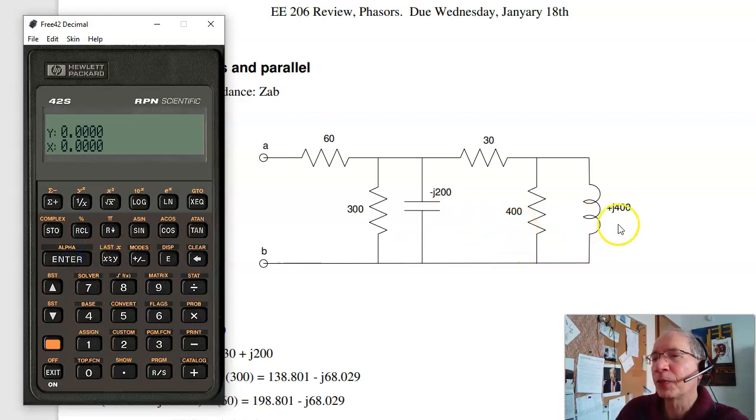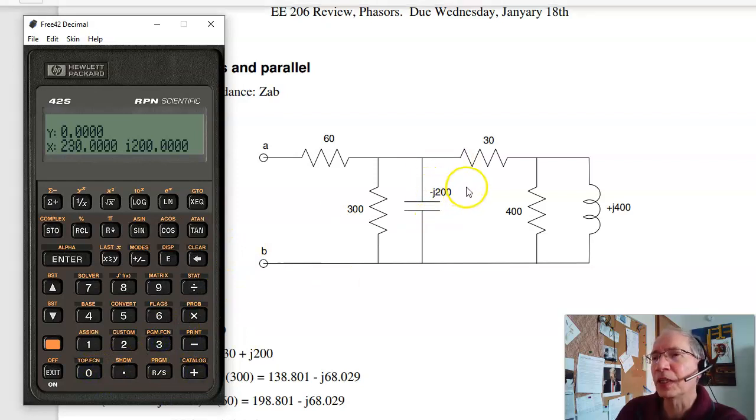I've got 400 ohms in parallel with J400. In parallel, the inverses add. So I'll take 400, inverse, J400, that's 0, enter 400, complex. There's J400, take the inverse, add the inverses, and invert. So this is 200 plus J200 ohms. In series with 30, in series they add.